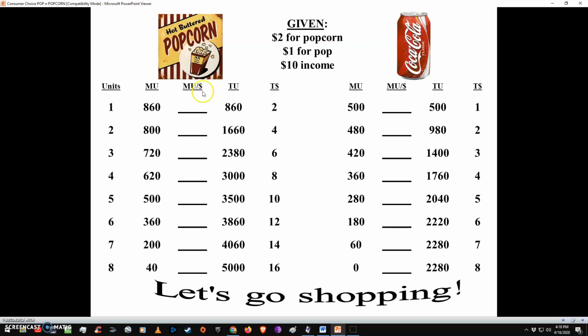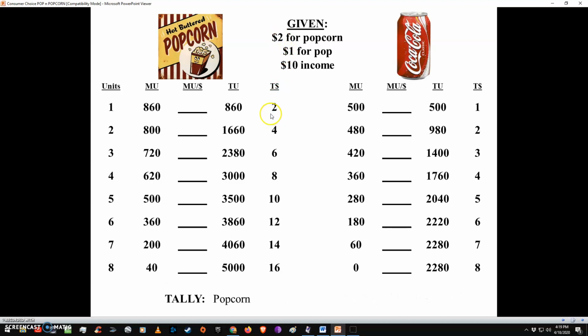MU per dollar. That's a fraction. MU is marginal utility. How much satisfaction does each unit give you? Dollar sign is how much money it takes to buy something. It's $2 for popcorn. It's $1 for pop. So MU per dollar is different for each one because they have different amounts that you have to pay. So we can't do it.